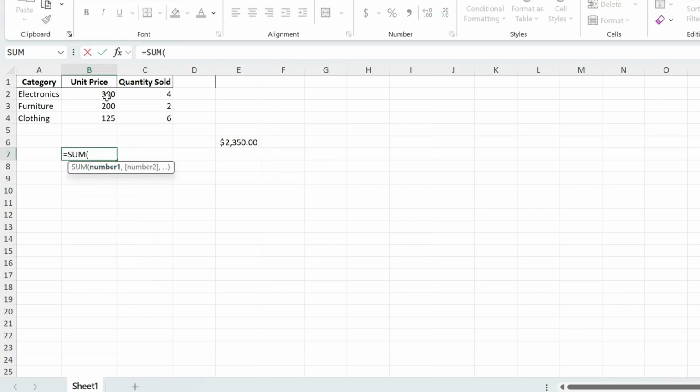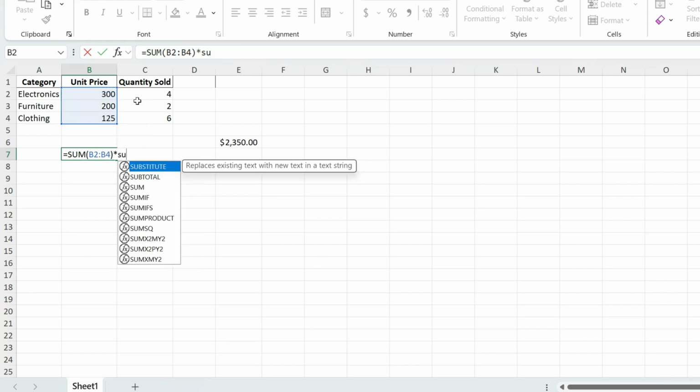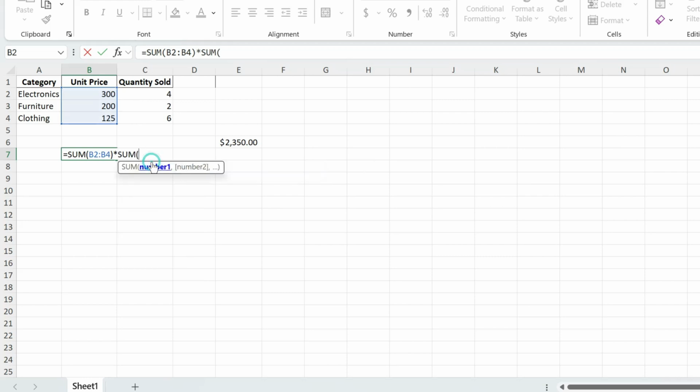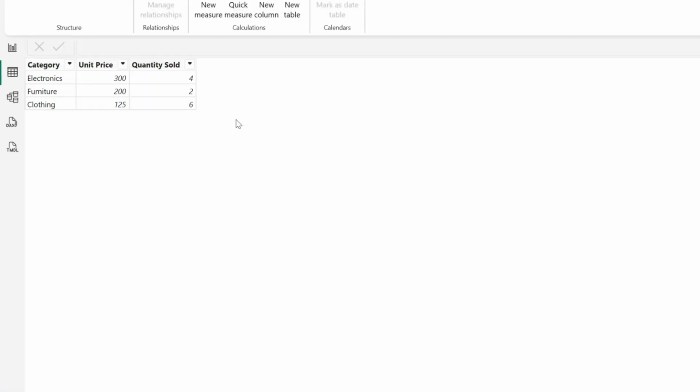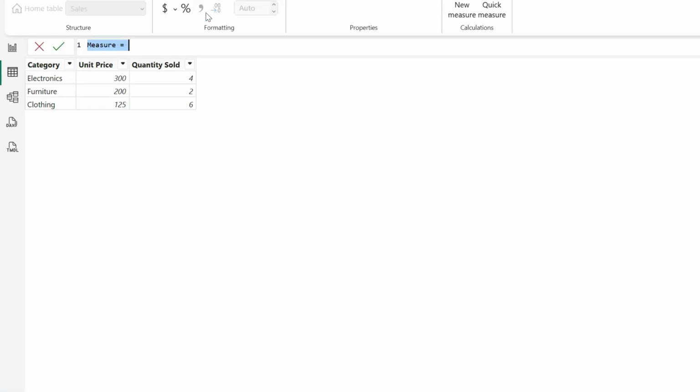For example, if you find the sum of unit price and multiply it by the sum of quantity sold, it will give the wrong number, because first it sums unit price, then quantity sold. In Power BI also we have the same table.